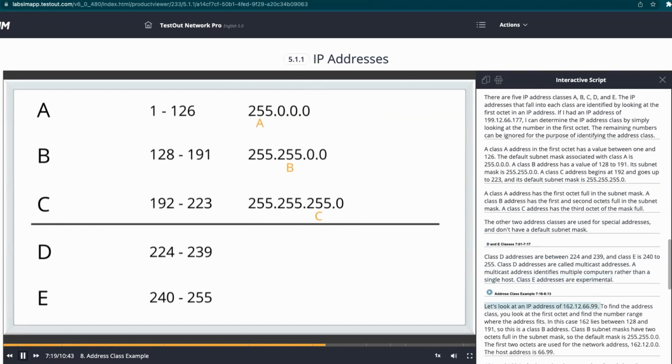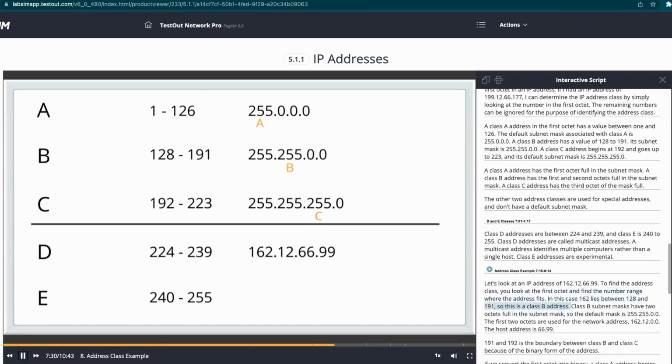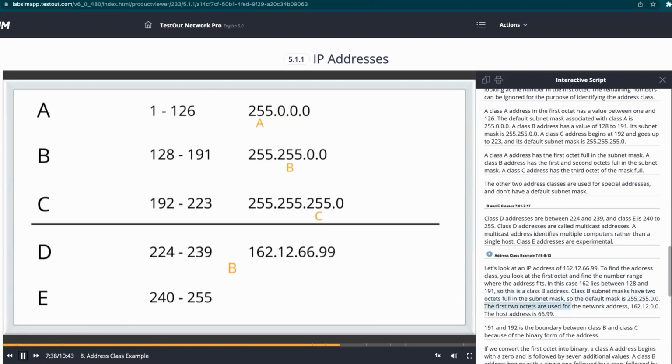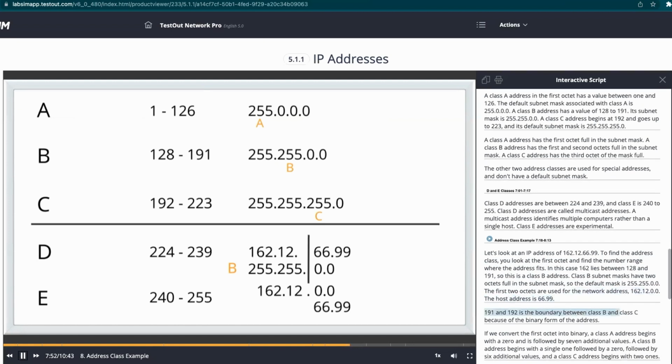Let's look at an IP address of 162.12.66.99. To find the address class, you look at the first octet and find the number range where the address fits. In this case, 162 lies between 128 and 191, so this is a Class B address. Class B subnet masks have 2 octets full in the subnet mask, so the default mask is 255.255.0.0. The first 2 octets are used for the network address, 162.12.0.0. The host address is 66.99.